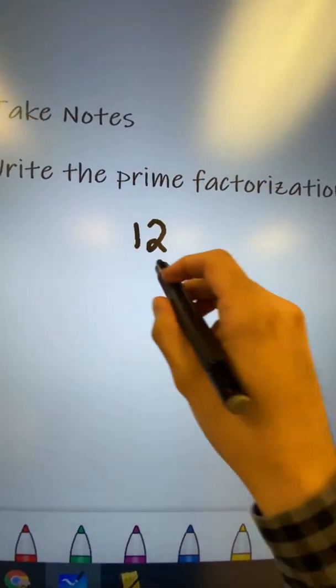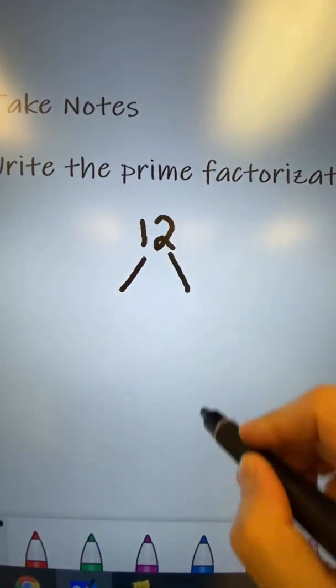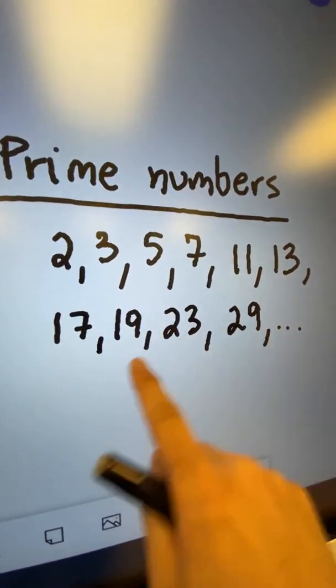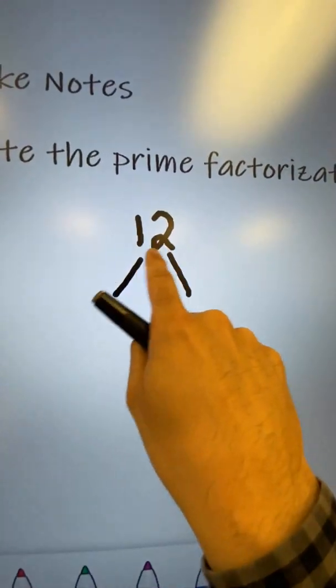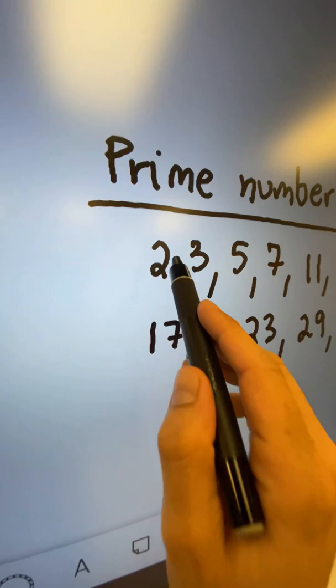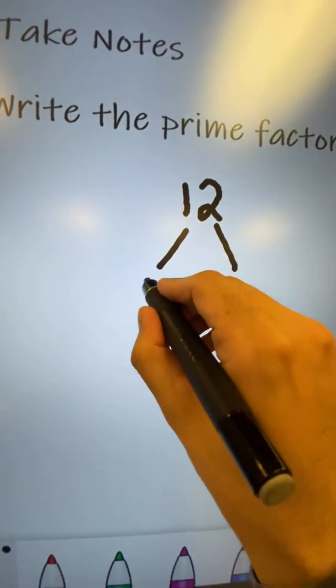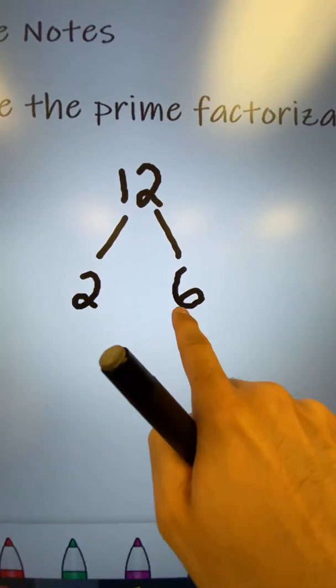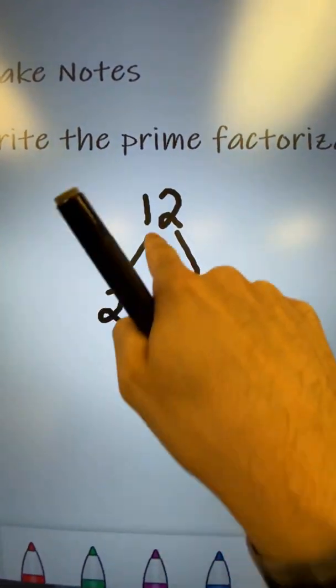You don't have to, but what you do is you make 2 branches, and you ask, what prime numbers, so what numbers in this list, can I use to multiply to give me 12? Since this is an even number, I know every even number is divisible by 2. So I can write it as 2 times 6, right? 2 times 6 is 12. These 2 numbers always multiply to give you back the 12. That's why we connect them.